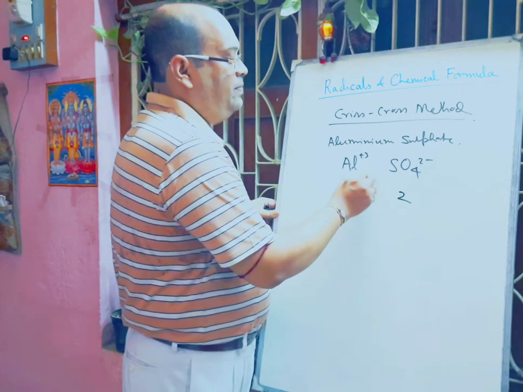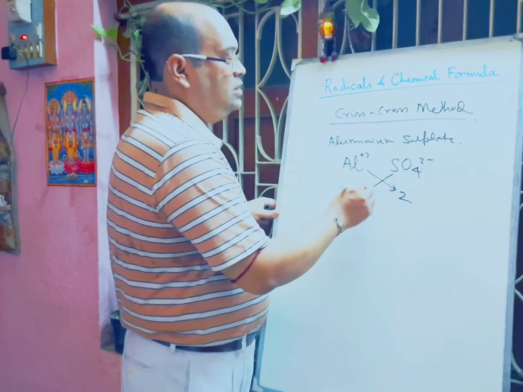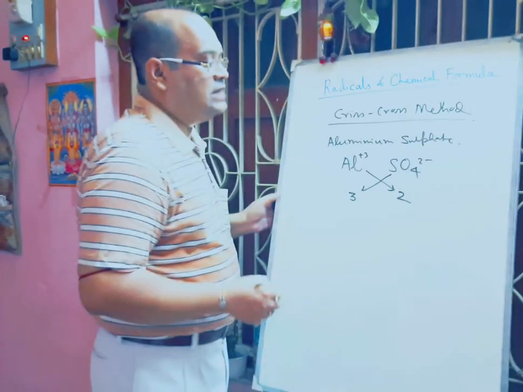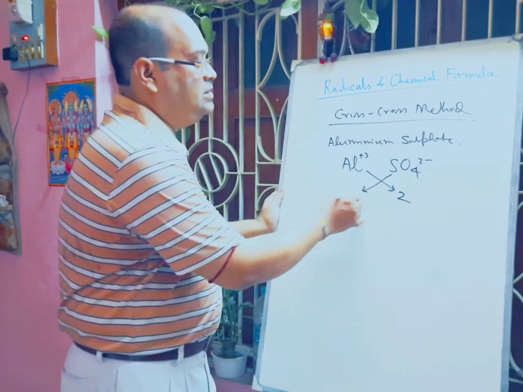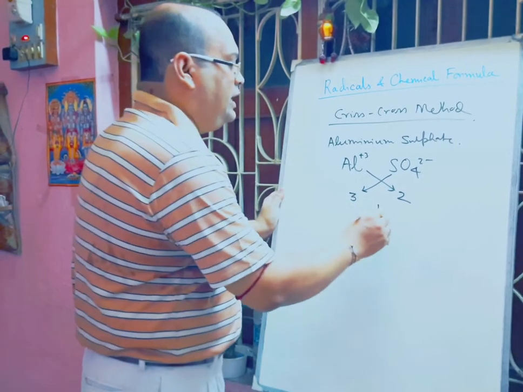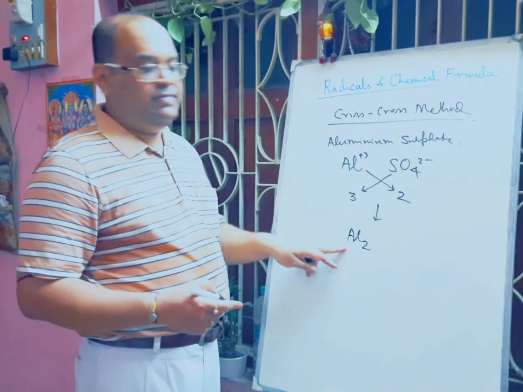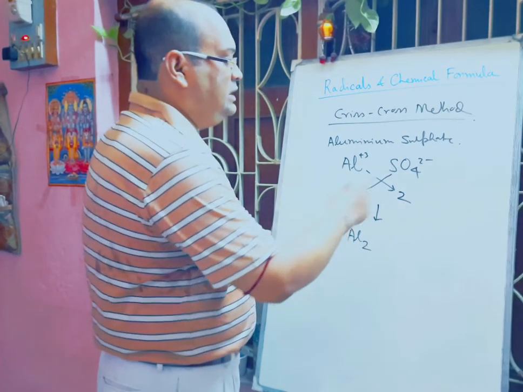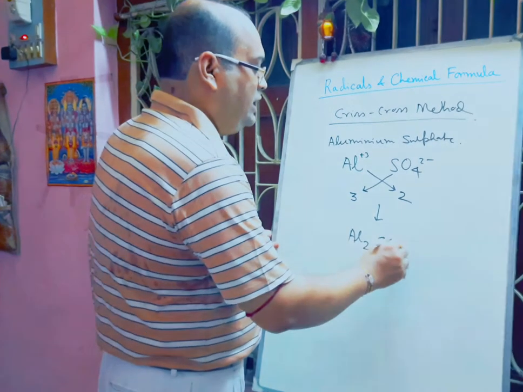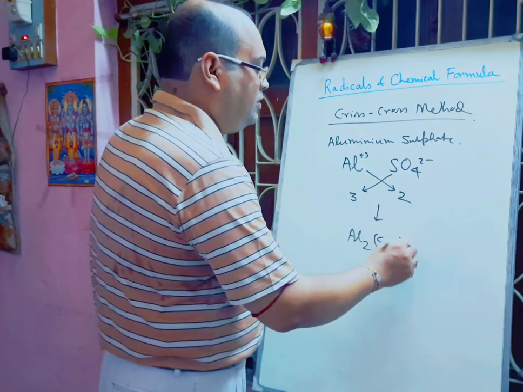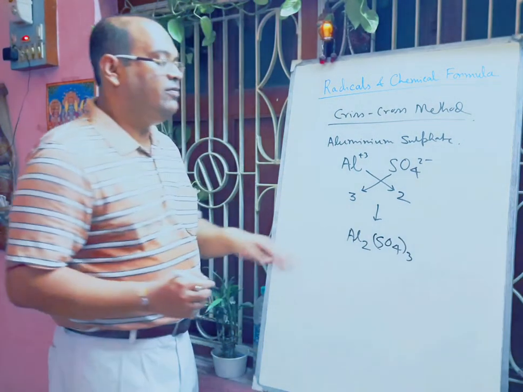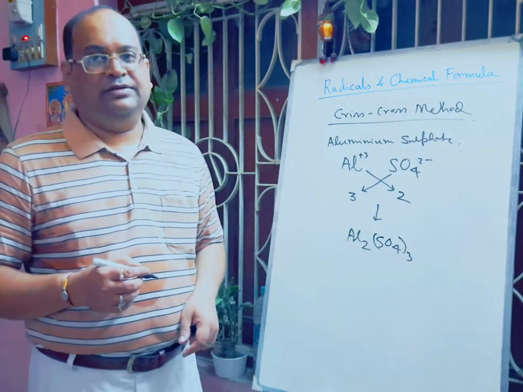Then by the criss-cross method, aluminium will take the valency of sulfate and sulfate will take the valency of aluminium. So finally you will get Al2 as a single atom. We are not giving any bracket for it, but sulfate is a compound radical and 3 sulfates are there. So you have to write Al2(SO4)3. That will be the formula of aluminium sulfate.